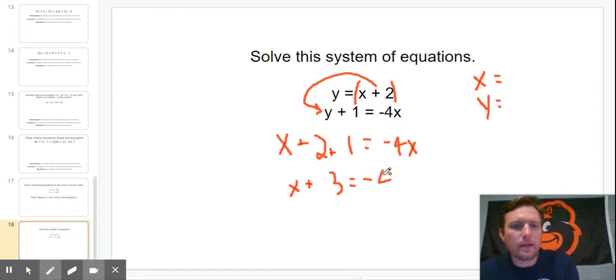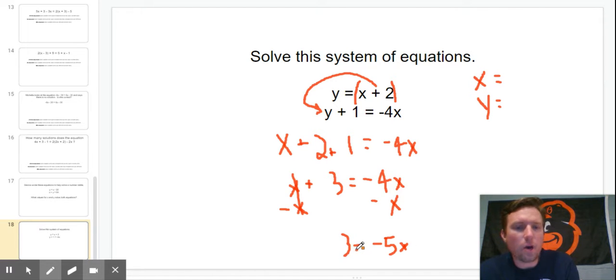Okay? Now, what I want to do here is get my x's, or my variable terms, all on the same side. So since I have a positive x here, I'm going to be subtracting. X minus x is going to cancel each other out, but whatever I do to one side of the equation, I have to do to the other. So I have negative 4x minus x. That's going to give me a larger negative. So I have negative 5x. So I have negative 5x equals 3.